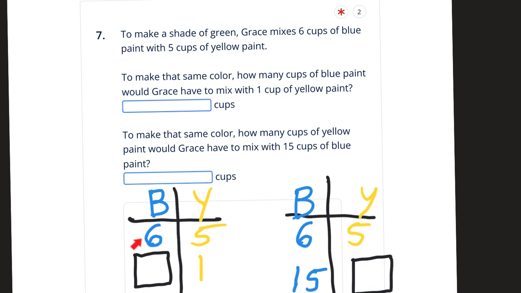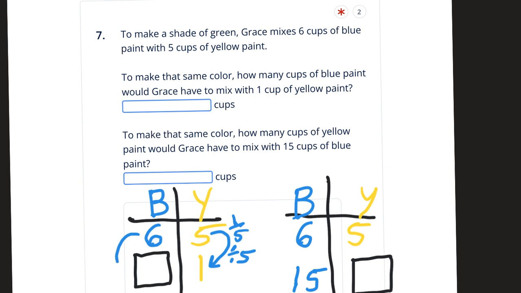So I set up with 6 blue to 5 yellow. There's different ways you could do this, but doing a scale factor is a solid way. We could draw a line and say, what do we do to 5 to make it 1? And that is times by 1/5. Or we could say divide by 5. 5 divided by 5 is 1.